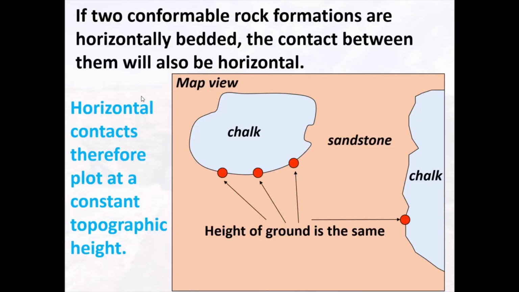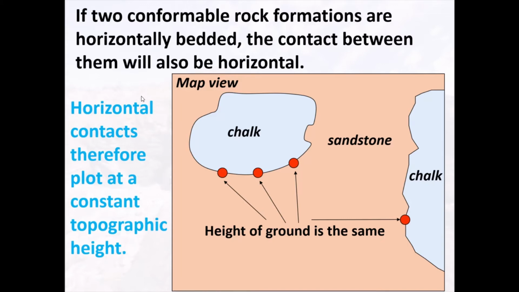And basically what we've done with this map is taken the photograph in the previous slide, and now we're looking at bird's eye view. We're looking at it in map view from the top down. So you can imagine that this might be the contacts between two different rock types or two different formations. And the thing that we understood from the last photograph is that wherever we are along that contact, we're going to be at exactly the same height above sea level. The height of the ground on that contact is going to be the same.